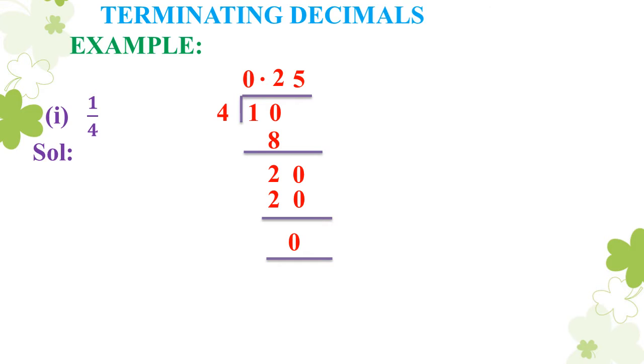When we divide 1 by 4, we get the answer 0.25. In this case, we get the remainder 0 and the division ends. So 0.25 is a terminating decimal. This is a terminating decimal.